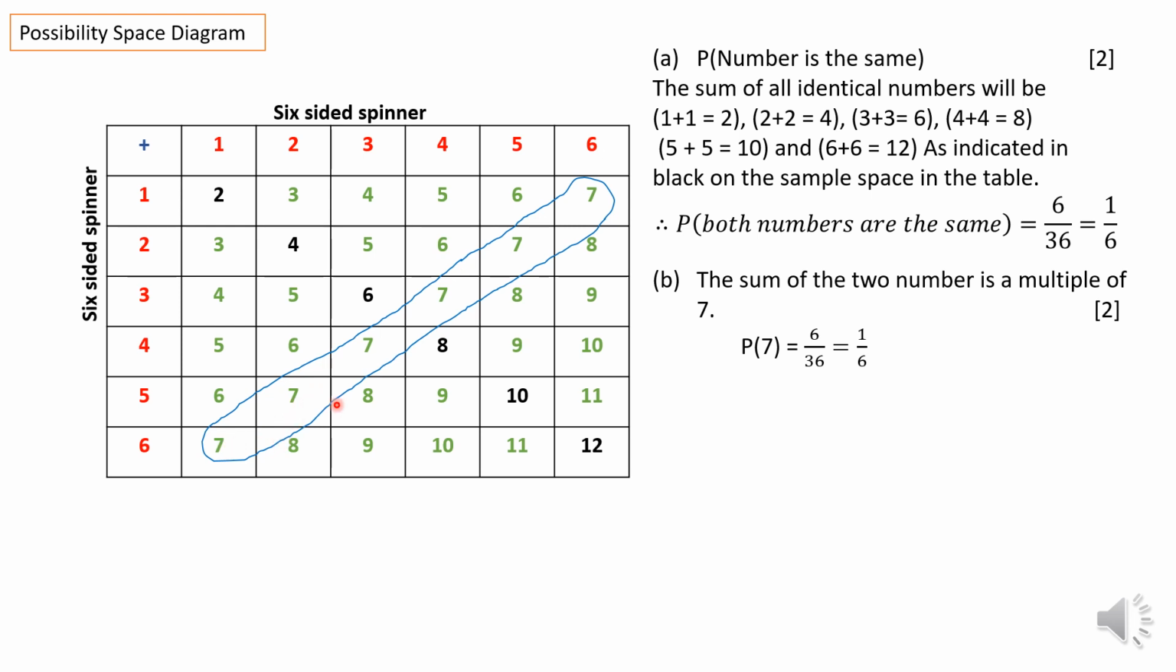So I have 1, 2, 3, 4, 5, 6 out of 36, because again, this is a 6 by 6 grid. Again, if you simplify it, you get 1 over 6 as an answer there.